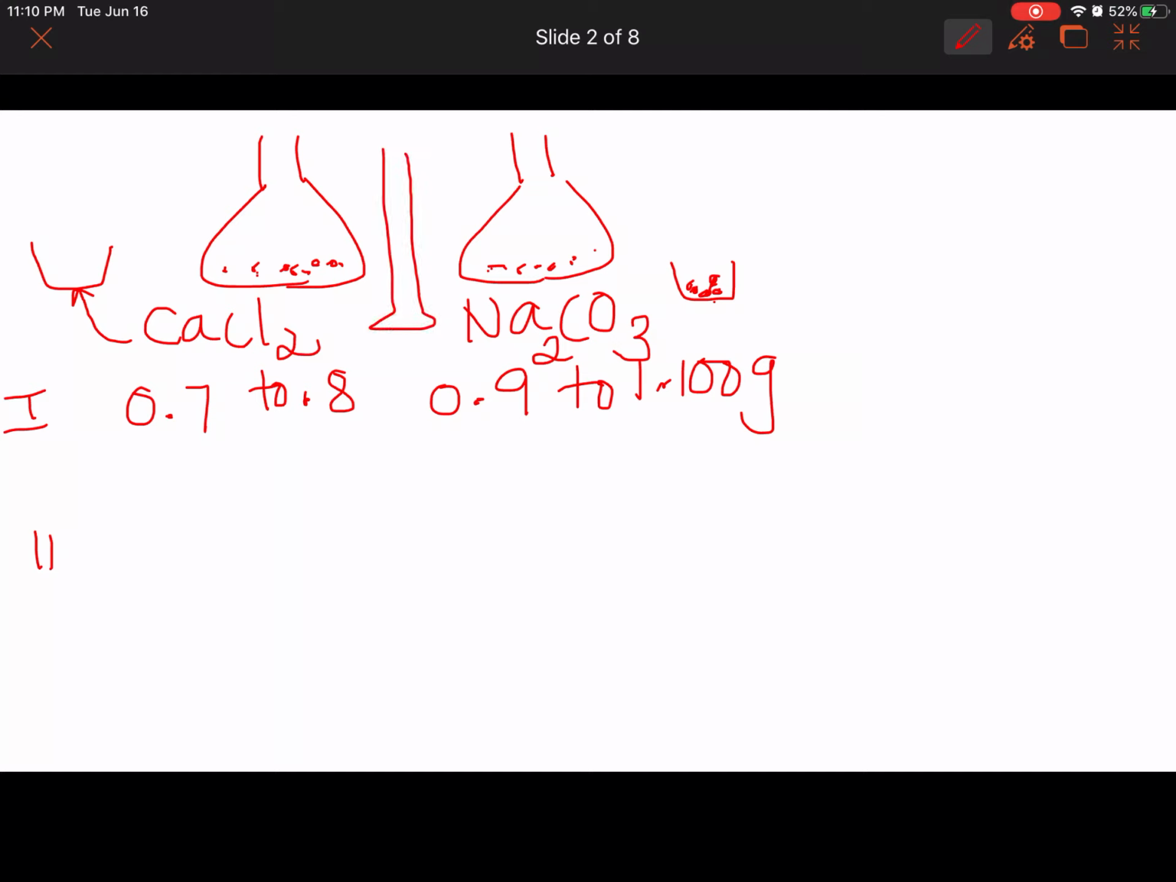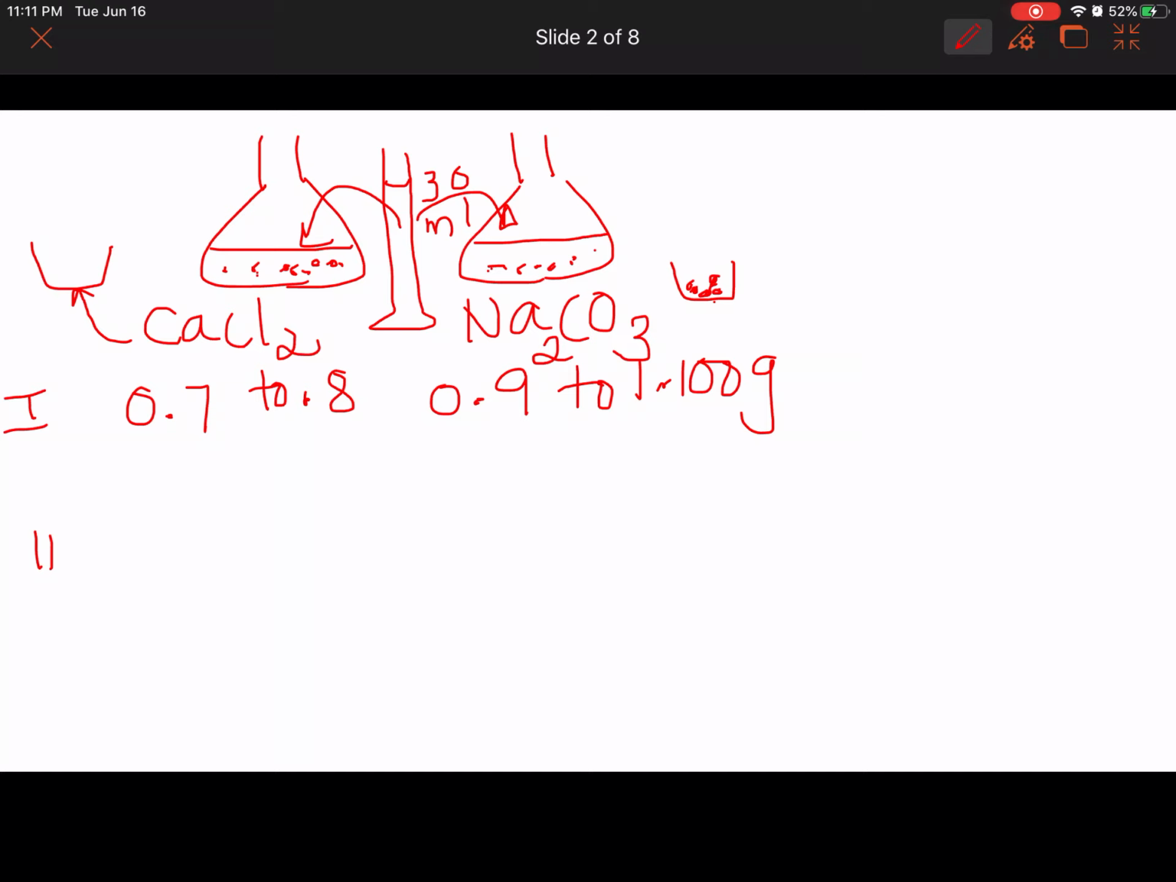You don't have to get the mass of the graduated cylinder. We are roughly estimating 30 milliliters. Then you're going to pour it into this flask, and another 30 milliliters should go to this one. And then you're going to dissolve them. You take it and swirl it around to make it completely soluble.